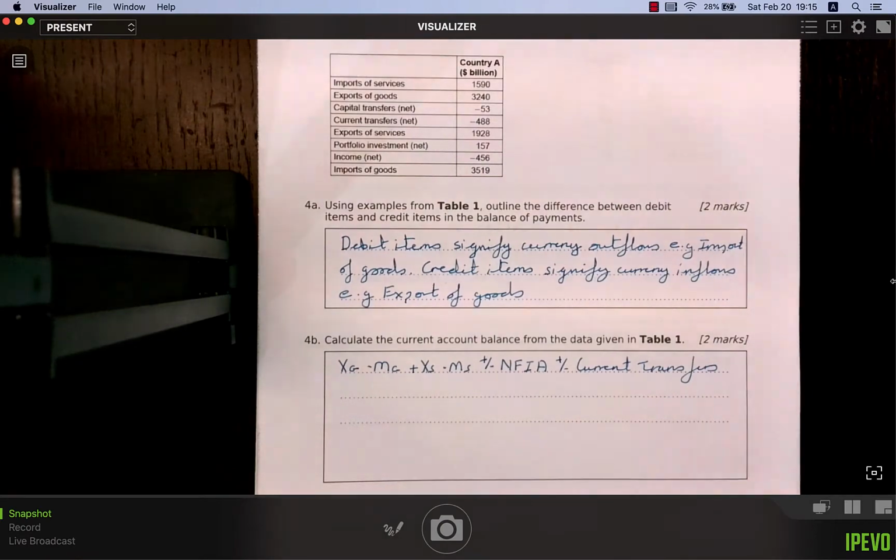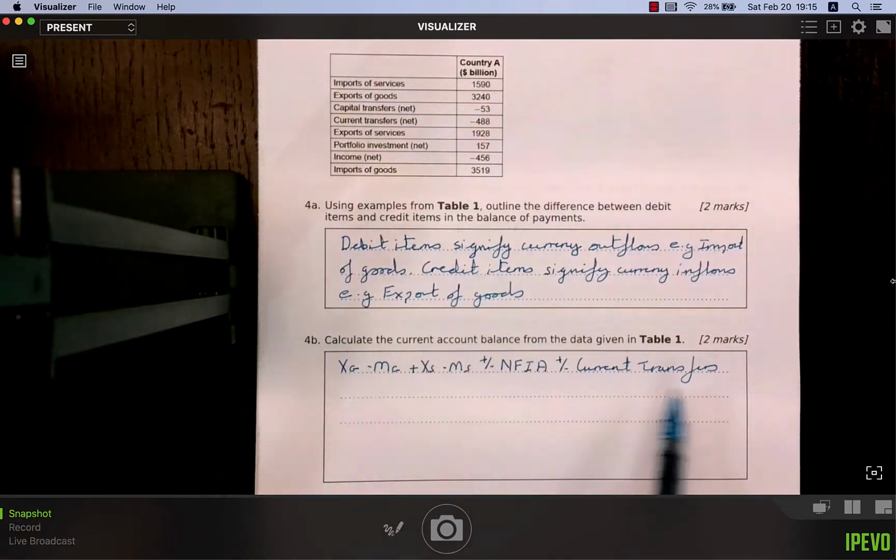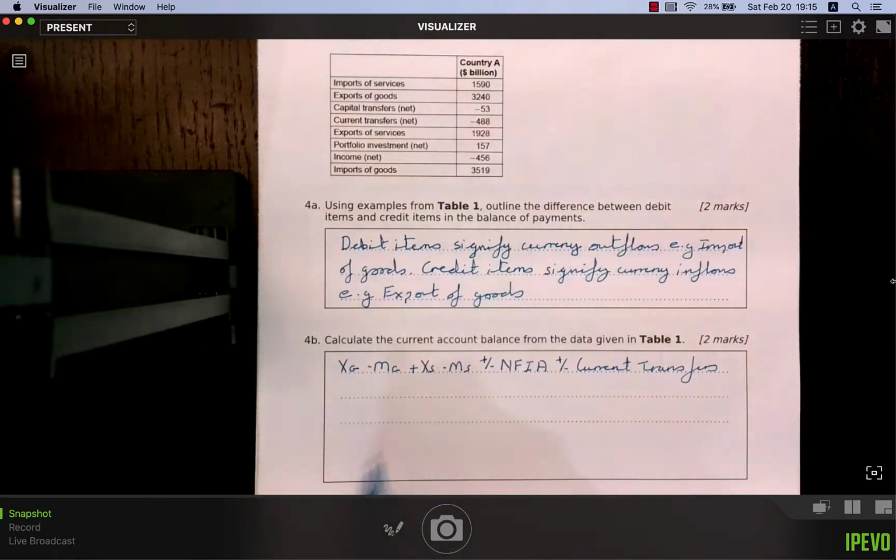Okay, so calculate the current account balance from the data given in Table 1. It's almost always the current account, right? So again, I've gone this way, which is the exact same way as the previous question. All I'm saying is you could add up all the credits and take away all the debits, and you would also get it that way. It's entirely up to yourself.